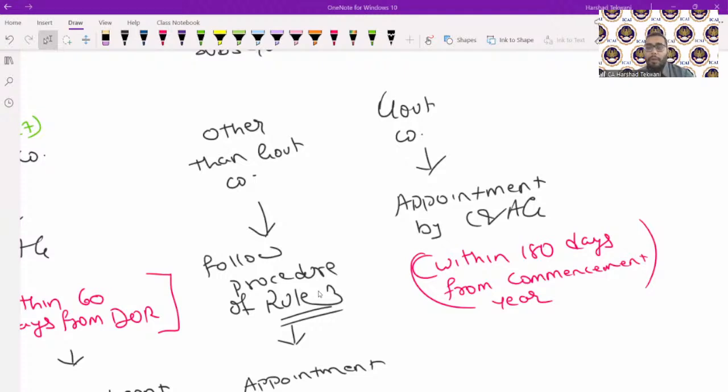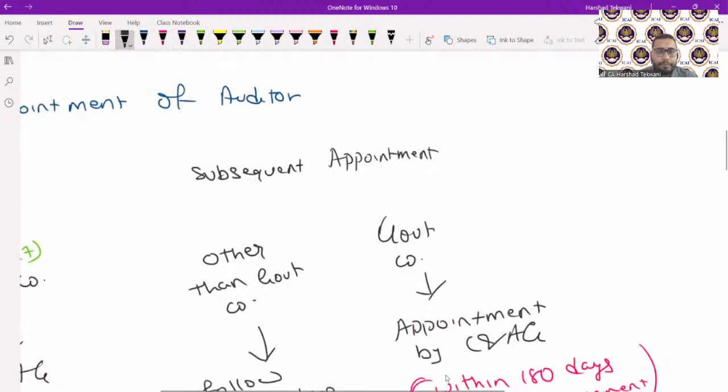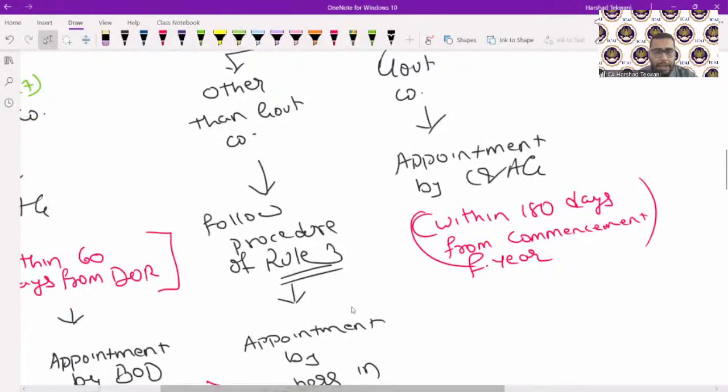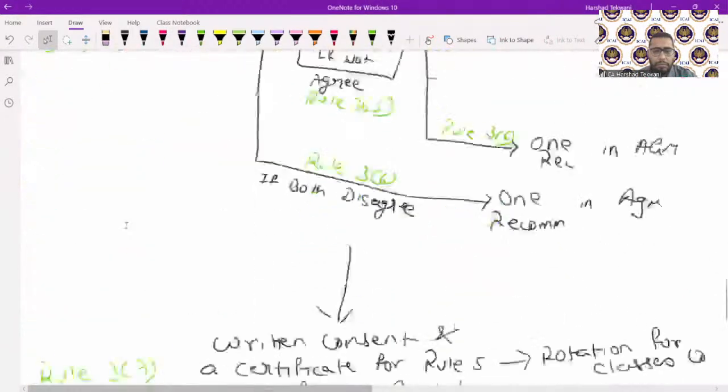Okay. Now, when I say 180 days from the commencement of year, it is financial year. This was for the subsequent appointment. For the applicability of the audit committee, kindly refer section 177. Now, to which company the audit committee is applicable? I hope it is clear.